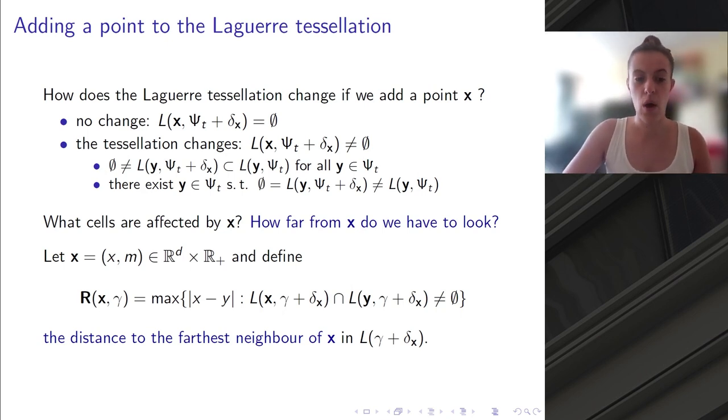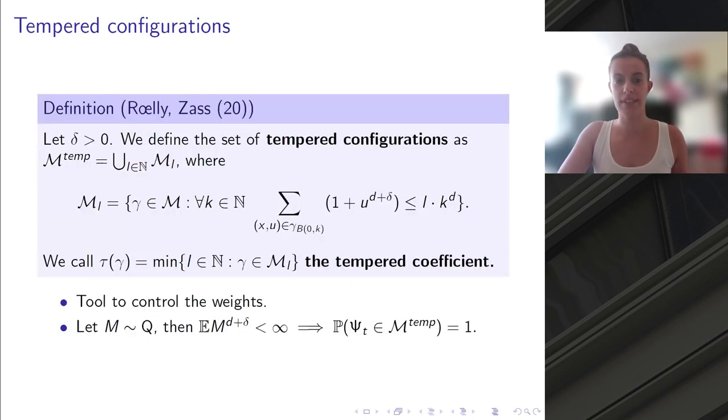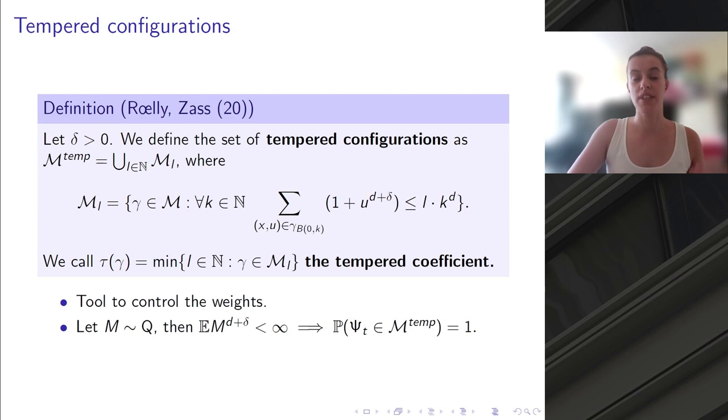And so what we did was we bounded some moments of this random variable. And to be able to do that, because we didn't want the assumption of bounded weights, we needed some tool. And this tool was the set of tempered configurations. This definition comes from a 2020 article by Rœlly and Zass, and they dealt with the existence of Gibbs processes. They used it to control the interaction range. The definition is technical, so I don't want to get into it. But the important thing is that it allows us to control the weights. We can't say they're bounded by some constant, but we can say something about them. And that is the key element here.